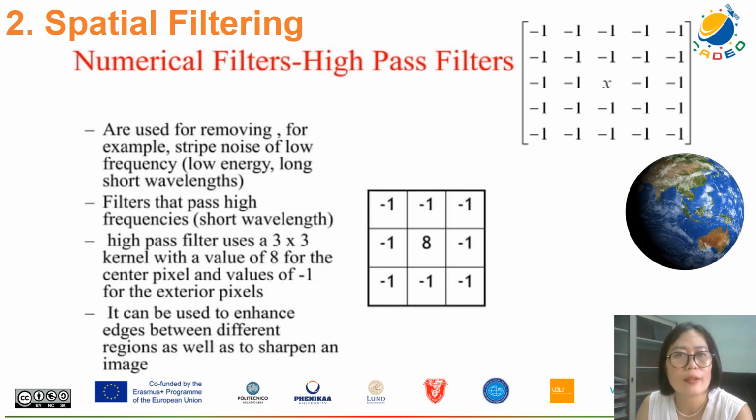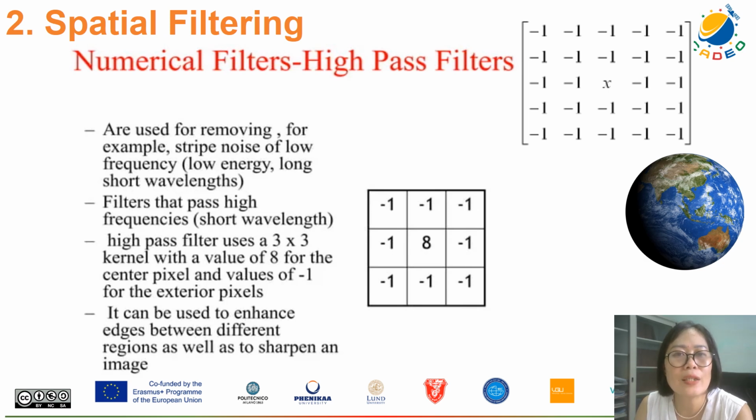High-pass filters are used for removing striped noise of low frequencies, for example, low energy, long wavelengths. These methods use a high-boost spatial filter, a three by three kernel with a value of 8 for the center pixel and a value of -1 for the exterior pixels. This mask is convolved with the image, and the value determines the amount of low-frequency information retained in the resulting image. With a value of 8, the high-pass filter output image will contain only the edges. A larger value will retain more of the original image, and less than 8 gives a negative of the original.